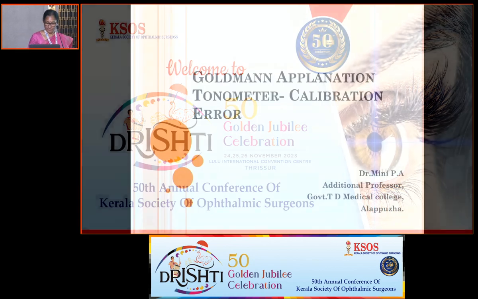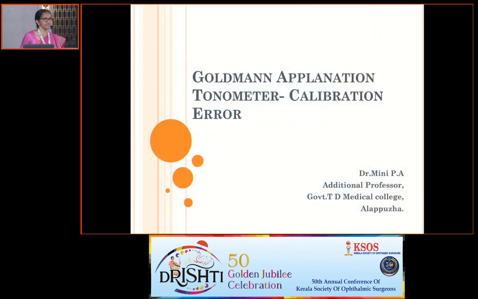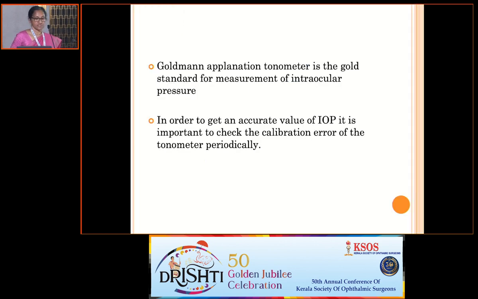Good afternoon. An accurate measurement of intraocular pressure is important in the management of glaucoma. So, even though various tonometers are available for measurement of intraocular pressure, Goldmann applanation tonometer is the gold standard and is the most widely used one. To get an accurate measurement with this tonometer, it is important to check the calibration error of the instrument periodically. So let us see how to check the calibration error of Goldmann applanation tonometer.